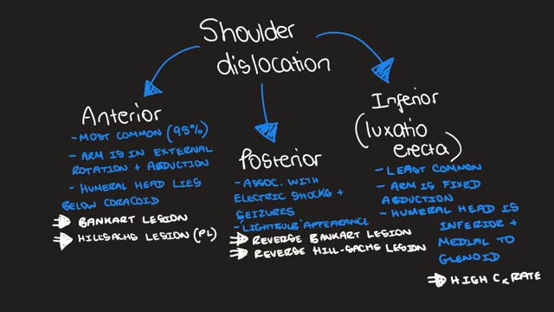Inferior dislocations are by far the least common. Interestingly, the patient will present with their arm in fixed abduction, so pointing up. Usually their hand is resting on their head. On the x-ray, you'll see the humeral head is inferiorly displaced and medial to the glenoid. There's a very high complication rate of soft tissue and bony injuries with this type of dislocation.